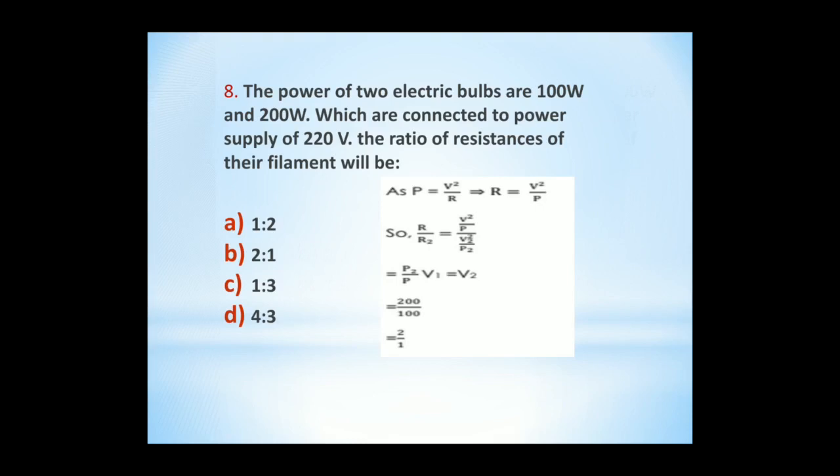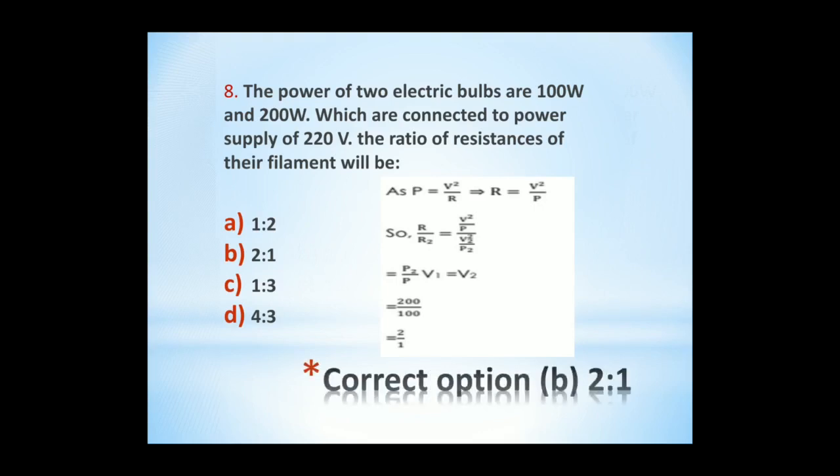By finding out their ratio, we know that voltage of power supply is same for both the bulbs. Then V1 is equals to V2. We will have ratio of two resistances equals to P2 over P1. P2 is equals to 200 watts and P1 is equals to 100 watts. By solving them we get 2 by 1. So correct option is 2:1, B.